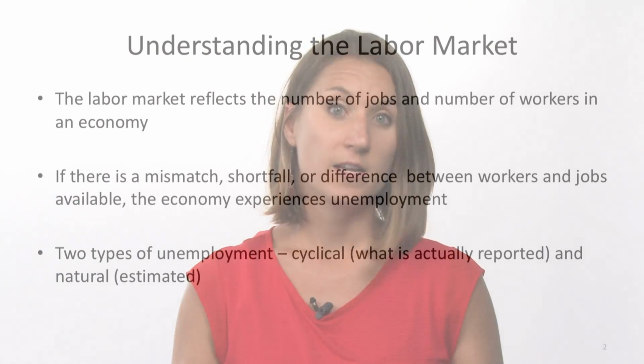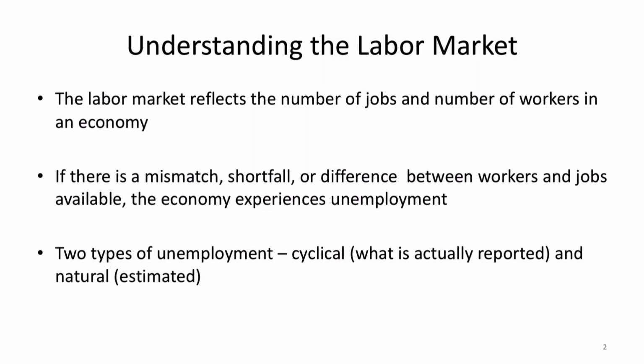When economists look at unemployment numbers, they look at both cyclical unemployment and the natural rate of unemployment. The cyclical rate of unemployment shows actual unemployment that is occurring in the economy, whereas the natural rate of unemployment is estimated. We'll talk about these two measures in a little bit.